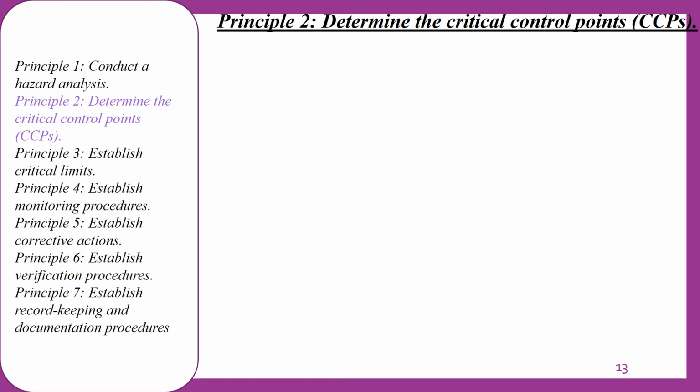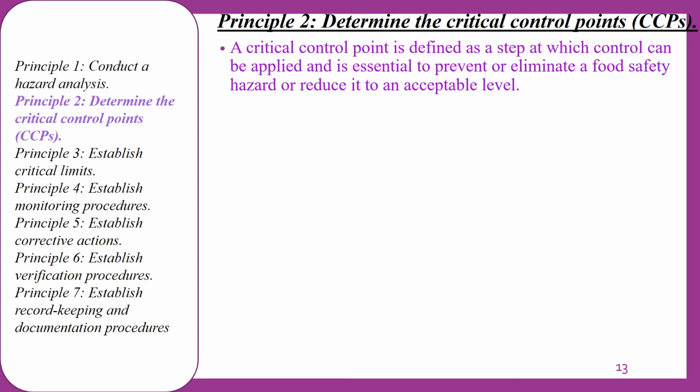After that, we come to the second principle, which is determine the critical control points. A critical control point is defined as a step at which control can be applied and is essential to prevent or eliminate a food safety hazard or reduce it to an acceptable level. The potential hazards that are reasonably likely to cause illness or injury in the absence of their control must be addressed in determining the CCPs.